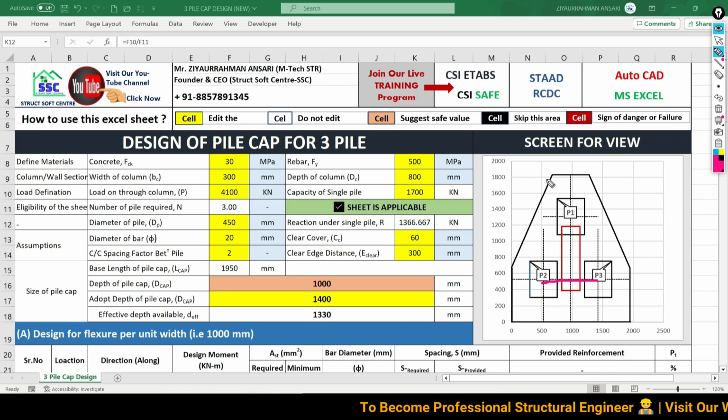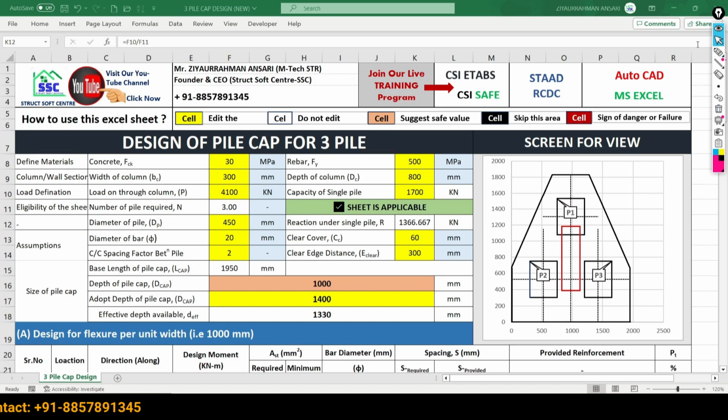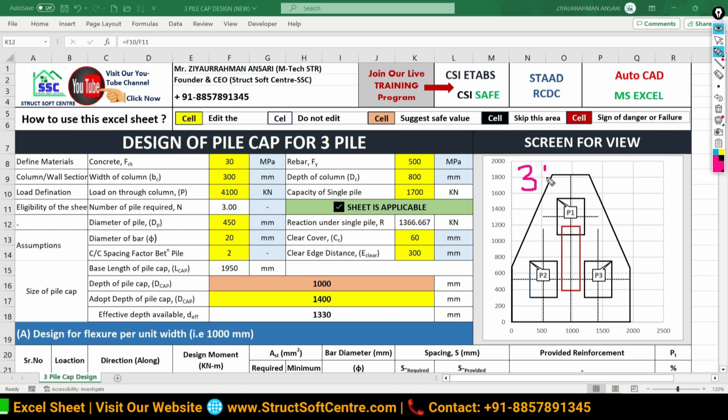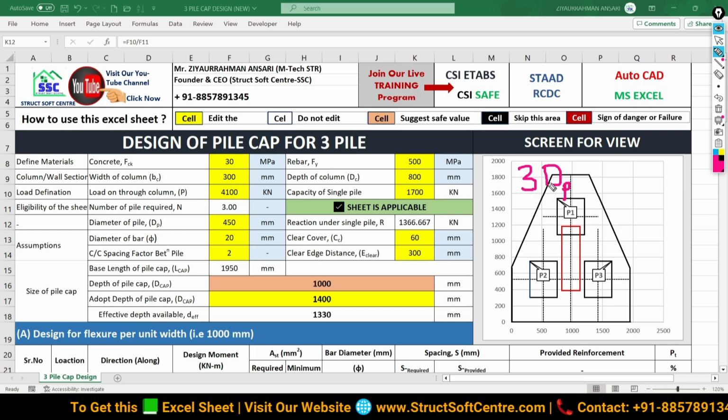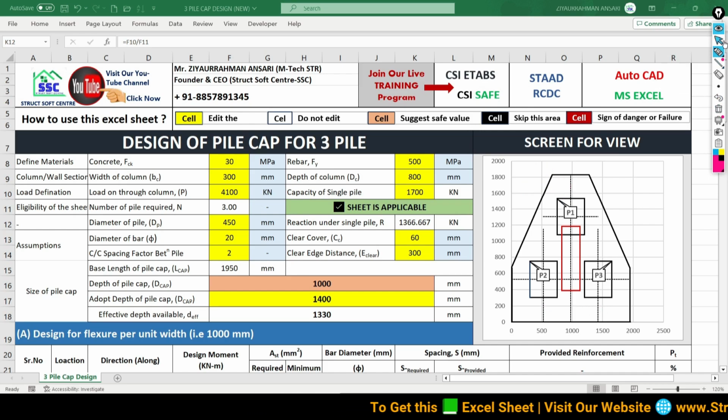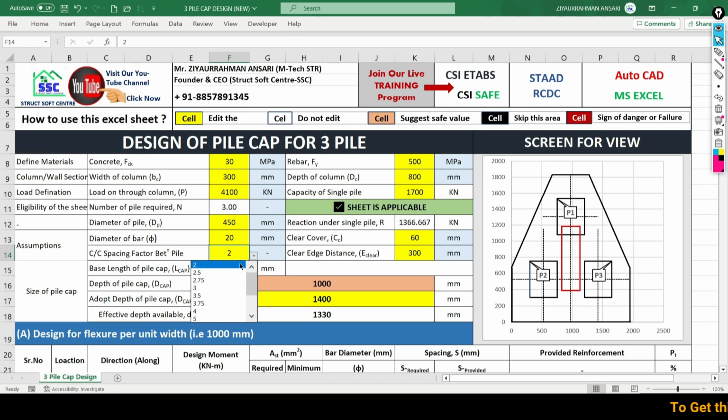So IS code has recommended it to consider from 2.5 to 3. So either you can take 2 also, you can take 2.5 also, you can take 3 also. So as of now, we are going to take the center to center distance between the two piles by a factor of 3, so 3 times diameter of pile. If you take this multiplication, you will get the center to center distance between the two piles. So we are going to take the spacing factor as 3. All the options are actually available here.